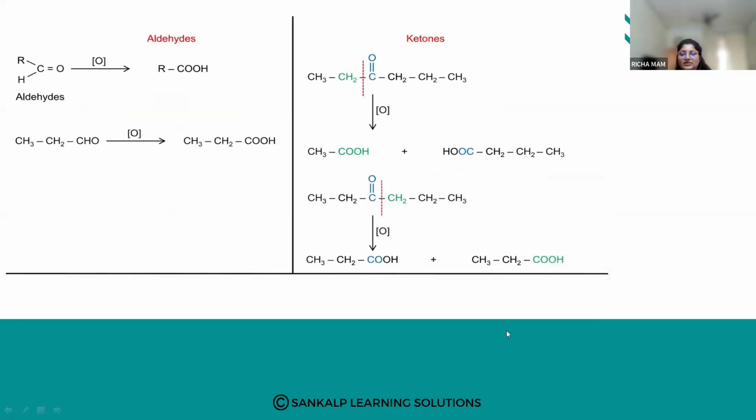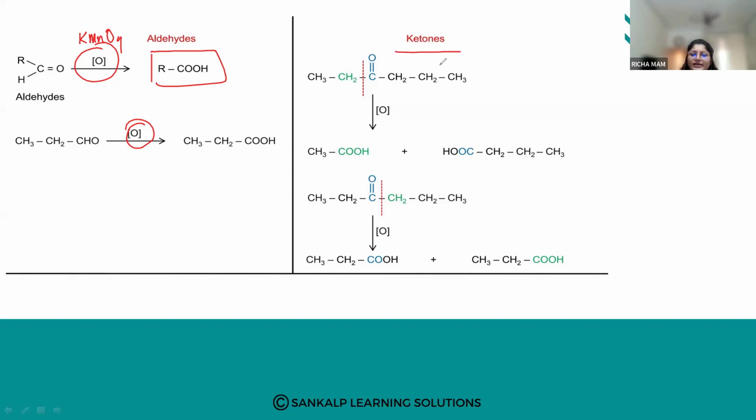So these are the reactions. Here you can see I have taken an aldehyde. I am using a strong oxidizing agent, I can take KMnO4 or potassium dichromate. What is happening? I am going to get a carboxylic acid. Similarly, with an example, I have taken CH3 CH2 CHO, propanaldehyde. I am using an oxidizing agent, so I am going to get propanoic acid.